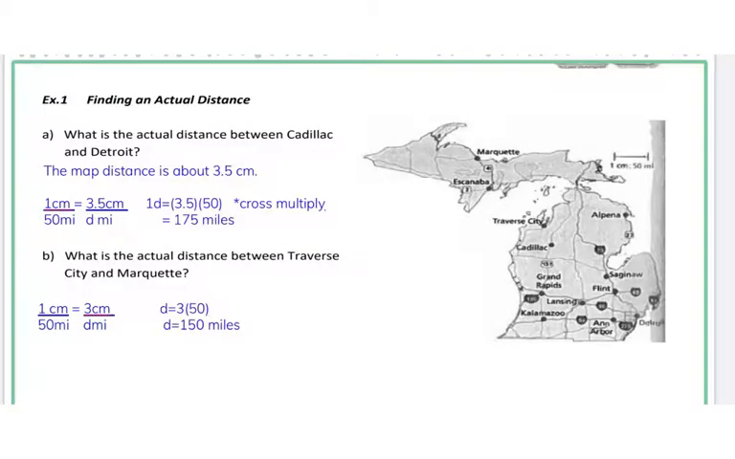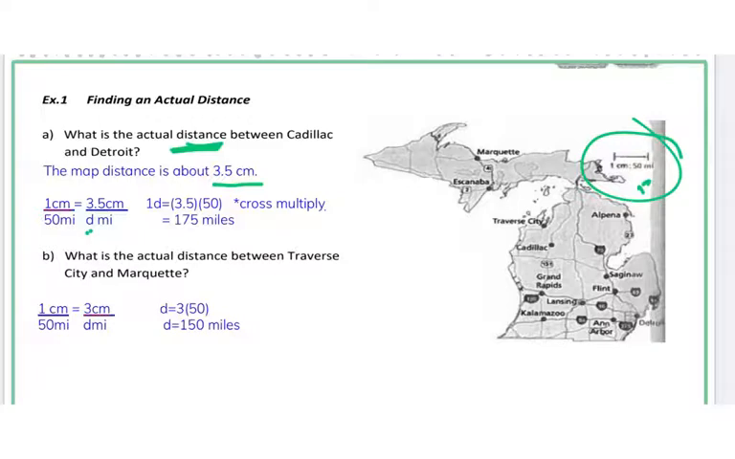So here we have an example. You have a map and the scale is over here and it says 1 centimeter is 50 miles. What is the actual distance between Cadillac and Detroit? Well, the measurement is 3.5 centimeters. So we set up a ratio of 1 centimeter is equal to 50 miles because that's our map scale. Then we set that equal to 3.5 centimeters over d miles because we're trying to find the distance. Distance is what we're solving for.